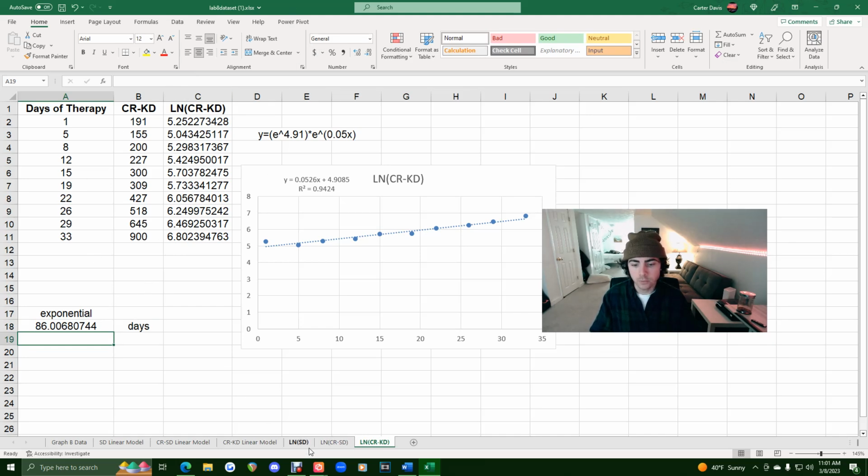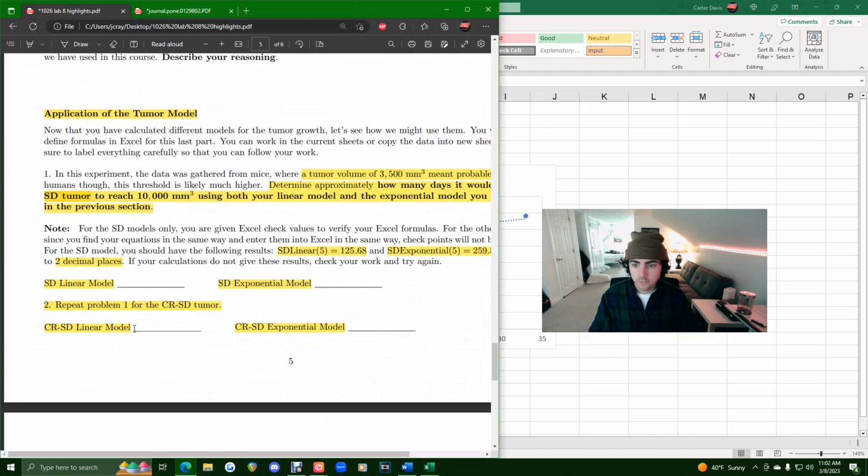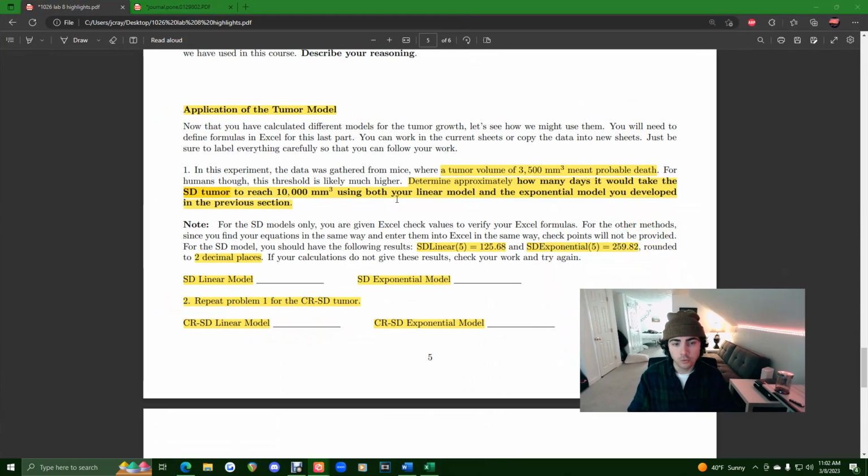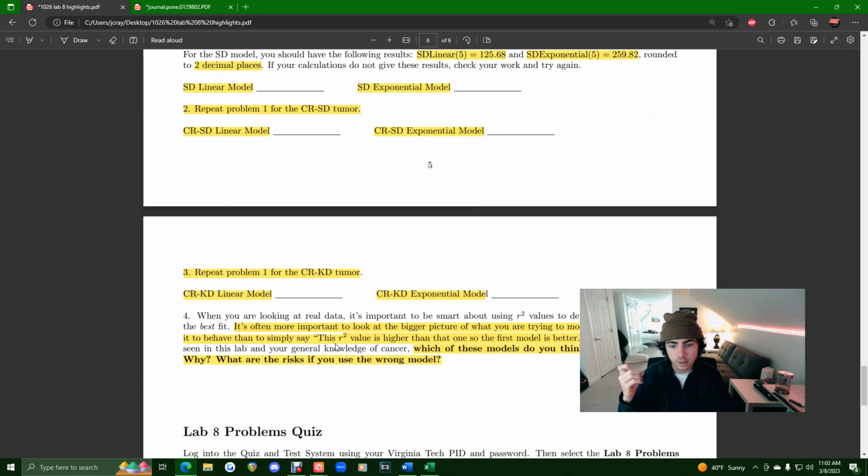Okay. So what do we notice? The exponential gives us far less time in terms of the number of days it'll take to reach 10,000 cubic millimeters. The reason is probably because the exponential models fit the data better, and so it's probably more accurate, I guess is what I'm getting at. So even though it's fewer days, it's probably more accurate.